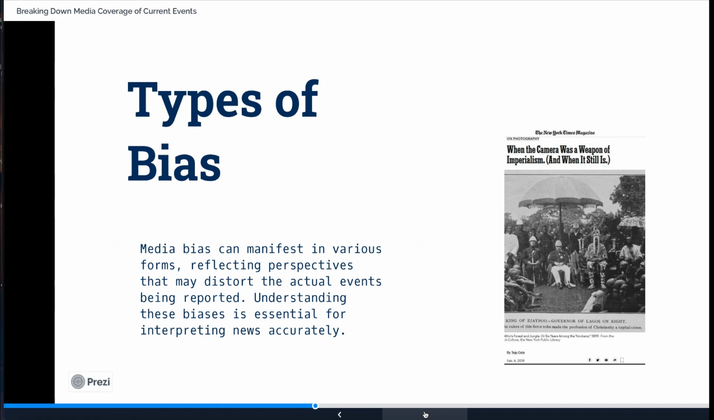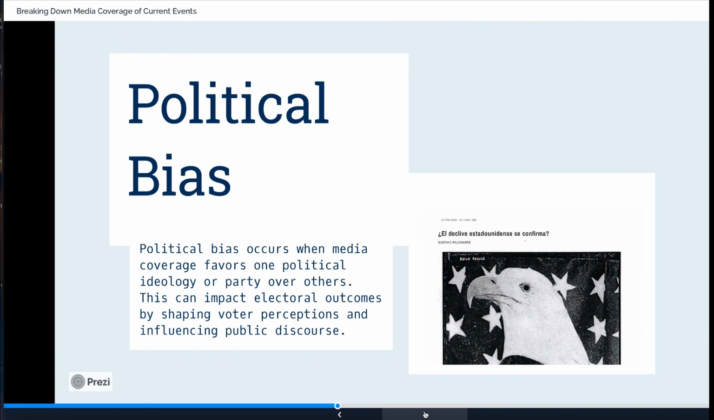Now, political bias occurs when media coverage favors one political ideology or party over others. These biases can impact electoral outcomes by shaping voter perceptions and influencing public discourse.